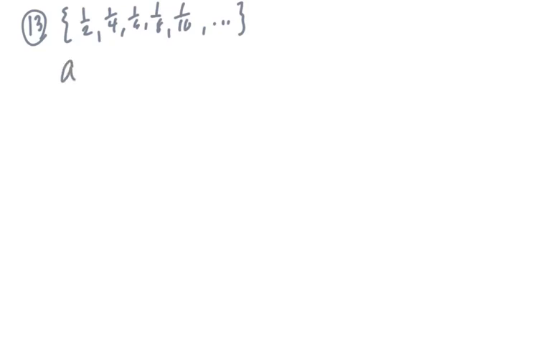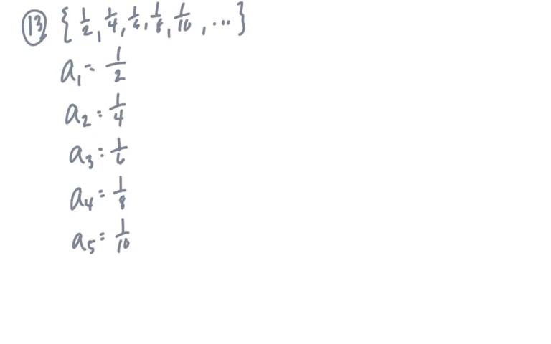Look at number 13. It says 1/2, 1/4, 1/6, 1/8, 1/10. Hopefully you see a pattern here because that helps you develop your a sub n. This is not alternating, so I don't have to worry about a negative 1. But I'm going to think about it this way. A sub 1 is 1/2. A sub 2 is 1/4. A sub 3 is 1/6. A sub 4 is 1/8. A sub 5 is 1/10.